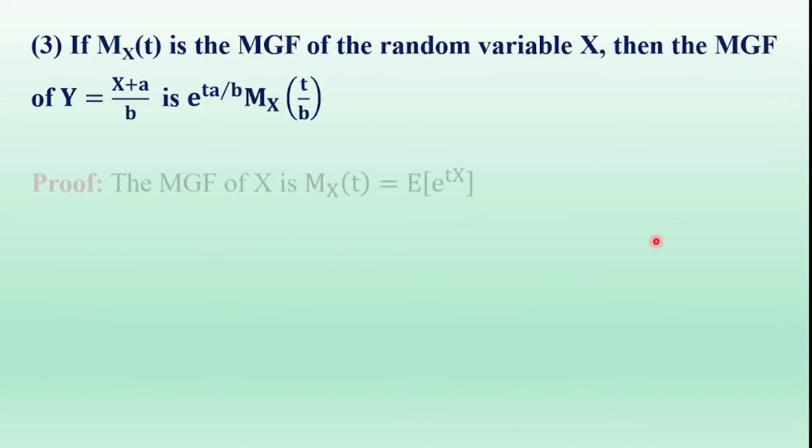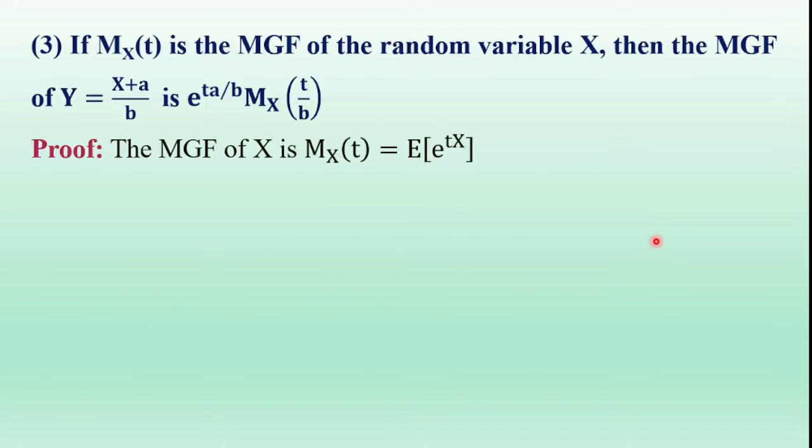Next, third property: if Mx(t) is the moment generating function of the random variable X, then the moment generating function of Y = (X + a)/b is e^(ta/b) into Mx(t/b). So similarly, we prove this property.